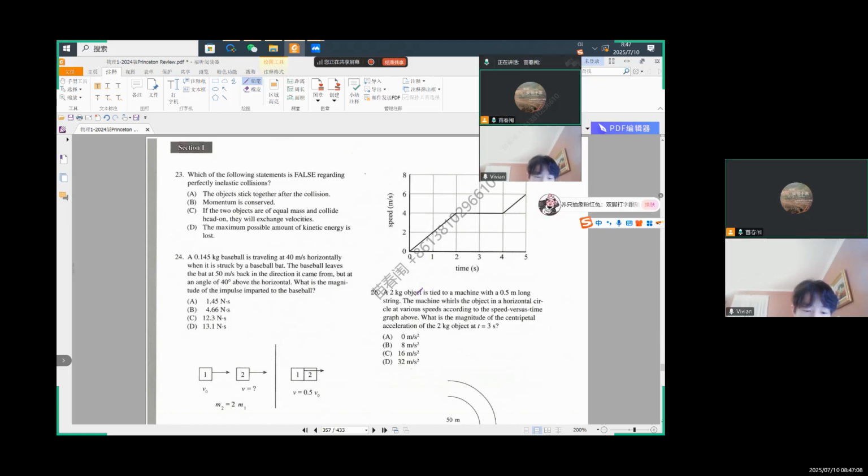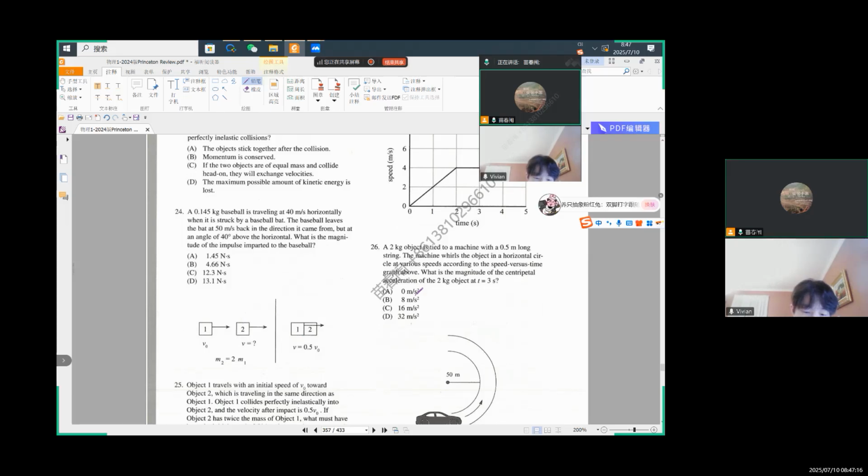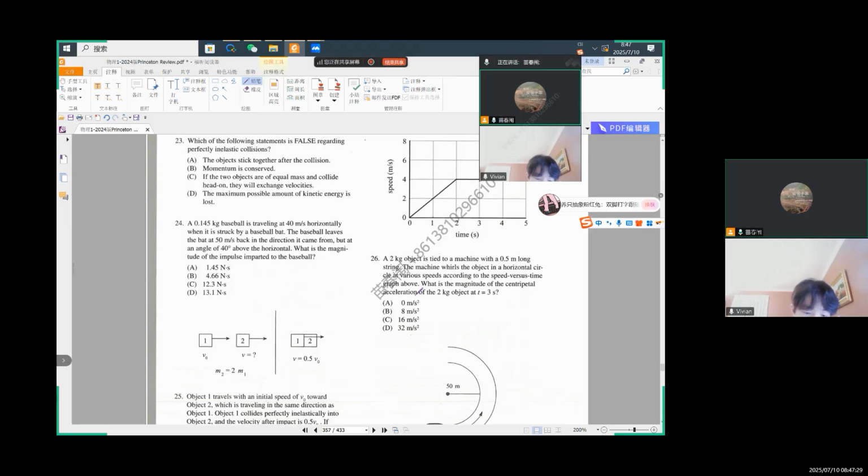This baseball is traveling horizontally when it is struck by a baseball bat. The baseball leaves the bat at 50 meters per second back in the direction it came, but at an angle of 40 degrees above the horizontal. What is the magnitude of the impulse imparted to the baseball?